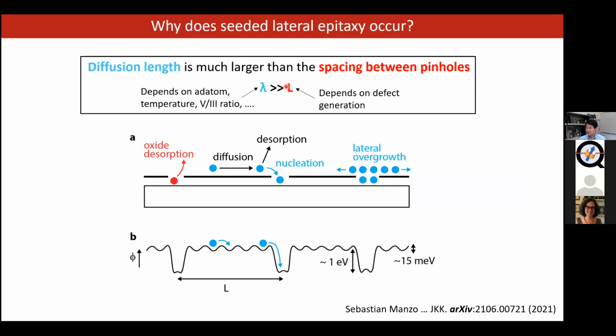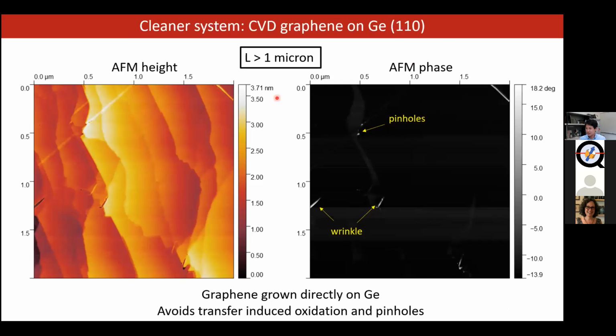You would need a case where the average spacing between defects now becomes much larger than the diffusion length. And we think that graphene grown on germanium is a nice platform to test this. And the reason why is that graphene can be grown directly on a germanium substrate. So now we have a system where we don't even have to do the transfer anymore, and we don't have this complication of interfacial oxides or defects induced by the transfer.